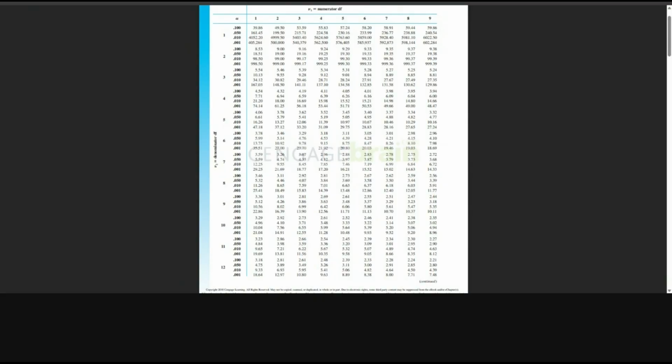So 3, 12 would be here, and how do you read this? Okay, did we say the F was 9? 9 is between 5 and 10. It means the p-value is between the two values given.